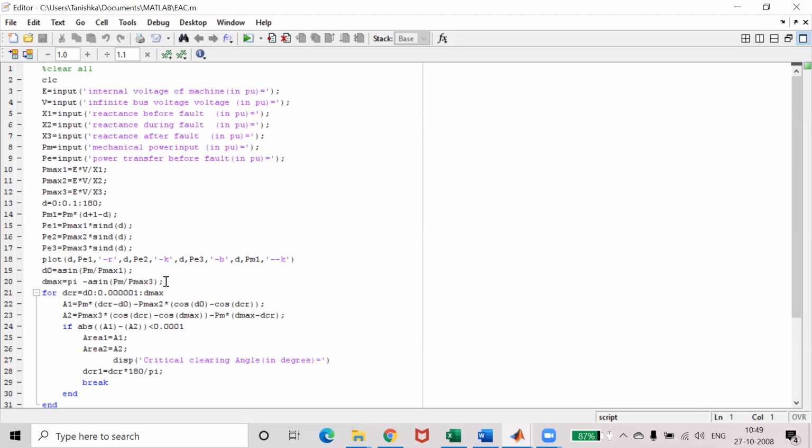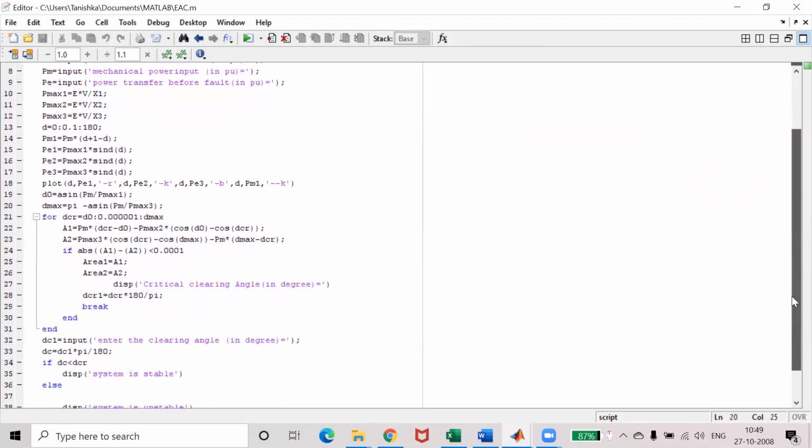Now, this graph should be compared with the maximum clearing angle. If you see, we are applying one command, that is the for loop. The critical clearing angle should be maximum. Then compare these two areas, that is the acceleration area and the deceleration area. If the acceleration area is less than the deceleration area, the system is more and more stable. That condition we have put over here.